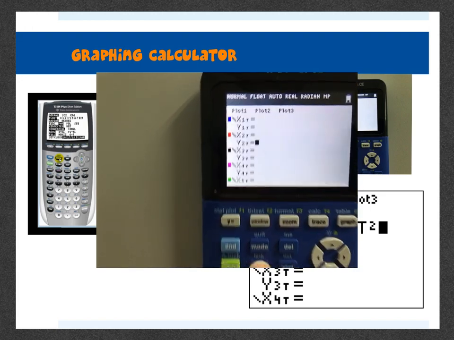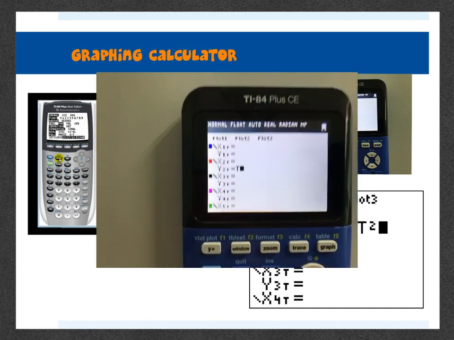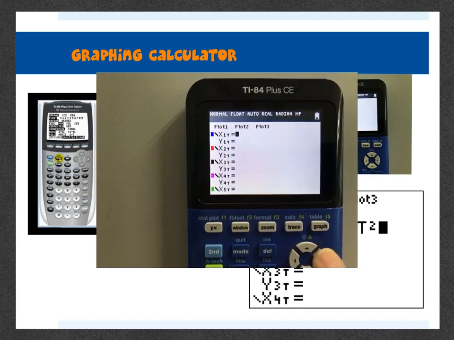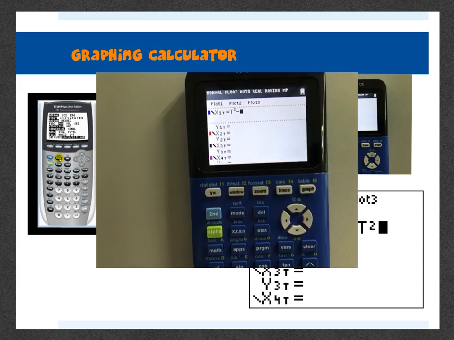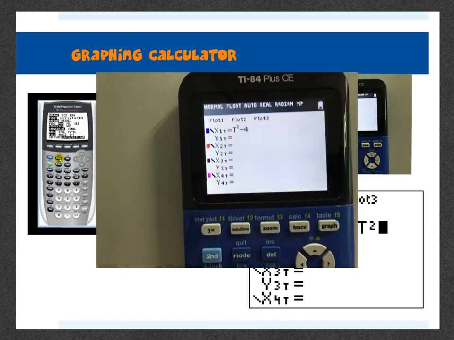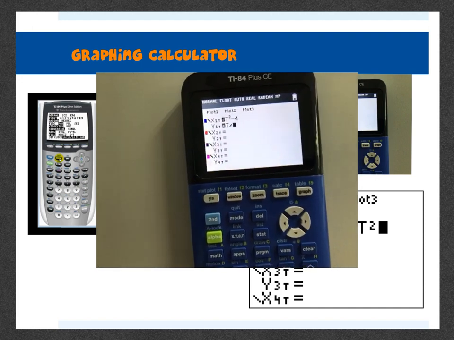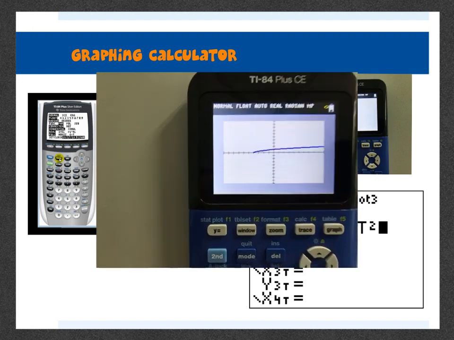When I hit the x, t, theta, n button, which is my variable button, now I get a t instead of an x. So let me go up here. I'm going to hit that button, t, and if I want it squared, obviously square it, minus 4. That was the first equation. And then y was t over 2. So t divided by 2, hit enter, and then hit graph.